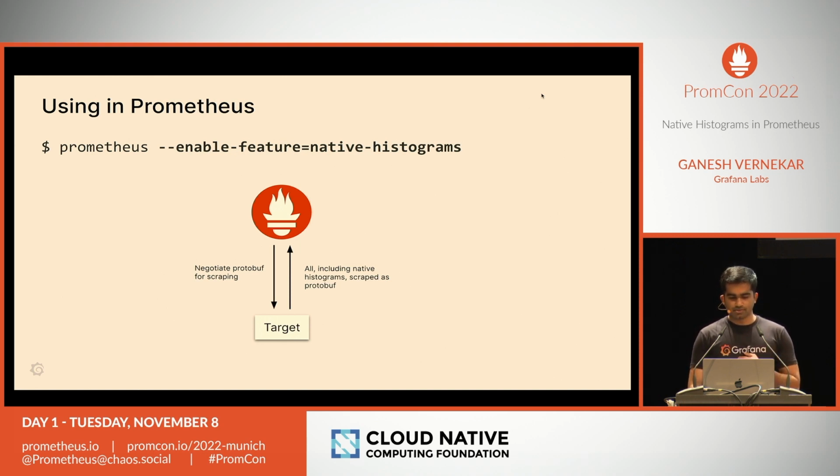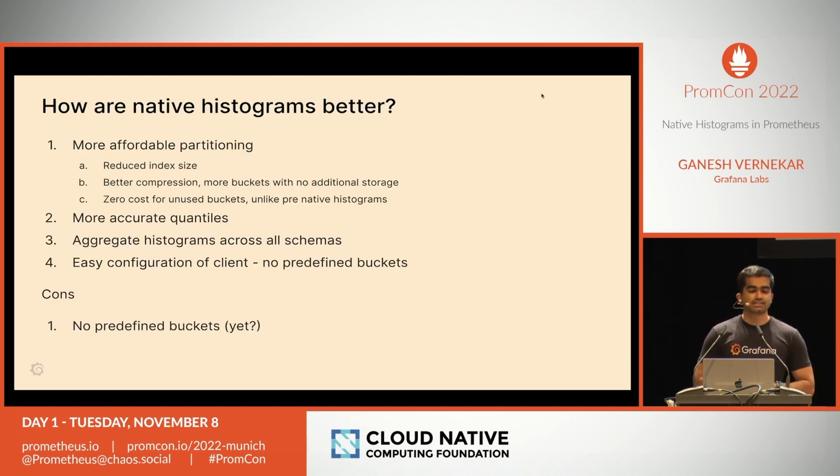Yeah, so this is how you enable it in Prometheus, and it will just automatically start scraping native histograms for you and store them in Prometheus. So how are these native histograms better? It gives you more affordable partitioning. So what is partitioning here? For example, if you had HTTP request seconds, and you wanted to break down time series into status codes, for example, HTTP request seconds of status 200, then status 500, that's called partitioning. So how is it more affordable right now?